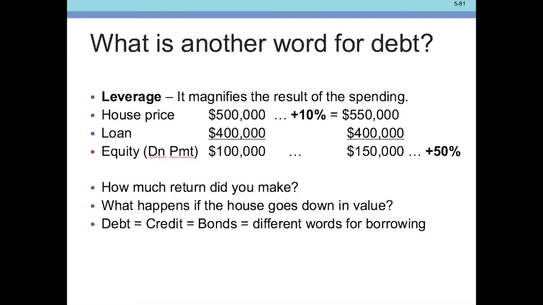The house price goes up $10,000, or 10%, to $550,000. You still owe the bank the loan or most of it, and so the equity has actually gone up from 100 to 150. So the 10% increase in the house price has given you a 50% increase in your returns. Why? Because you had leverage.